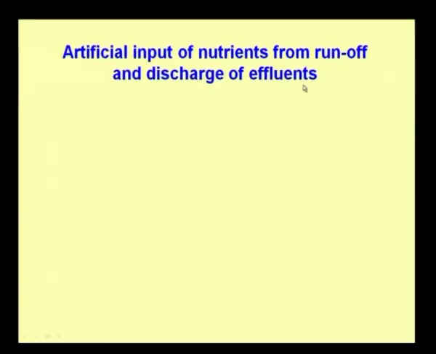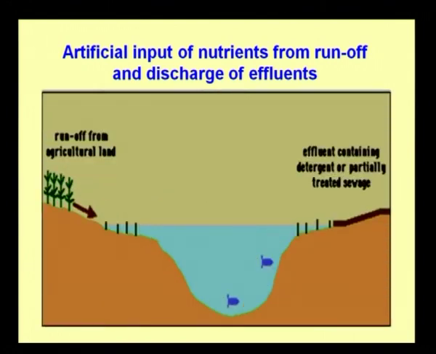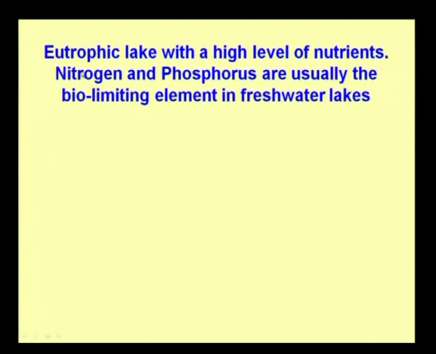And now, the artificial input of nutrients from runoff and discharge of effluents. Because of the discharge of effluents, some amount of nutrients are coming in, and there is also runoff from the agricultural land, which means fertilizers, and effluent containing detergent or partially treated sewage. In these two ways the nutrients are reaching the water ecosystem. Then what will happen?